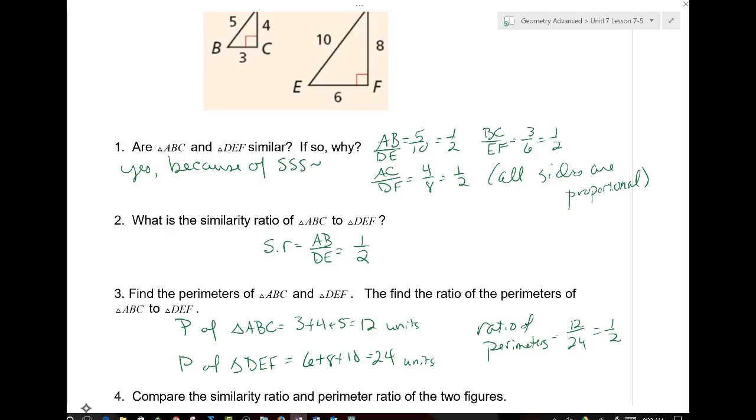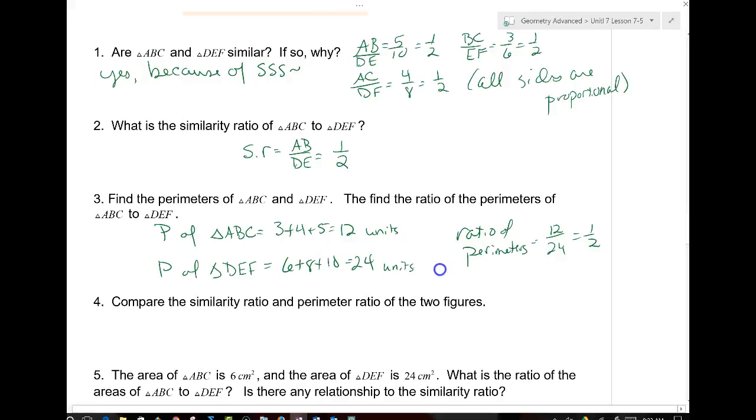Then I asked, what's the similarity ratio of triangle ABC to DEF? A lot of people really missed this on the quiz, which was supposed to be a very simple question. A similarity ratio is just a ratio of the corresponding sides. I will always either give you the similarity ratio or you have a pair of corresponding sides that you know. So you could have picked any of those. I just said AB to DE in this case, and we know it reduces down to 1/2. So the similarity ratio is 1 to 2, from the smaller one to the bigger one. If I asked you from the bigger to the smaller, it'd be 2 to 1, right? So keep that in mind.